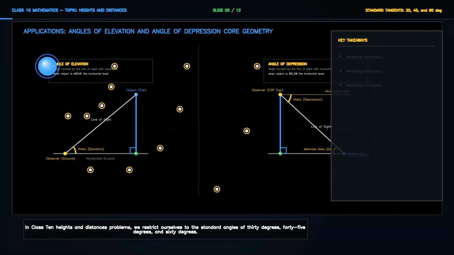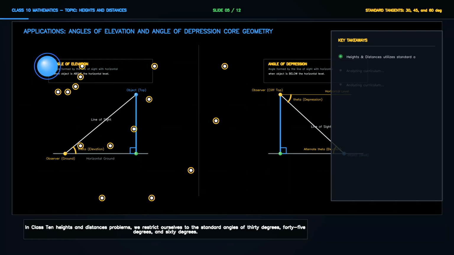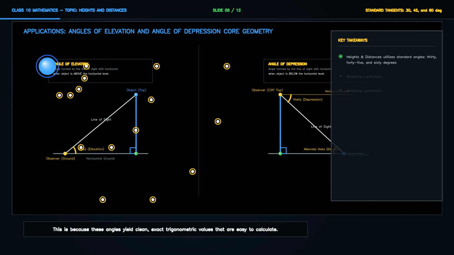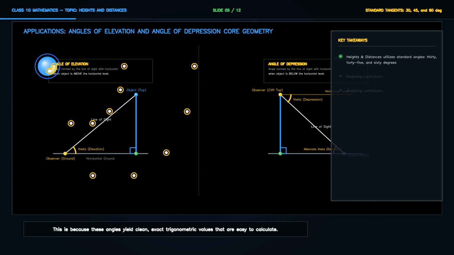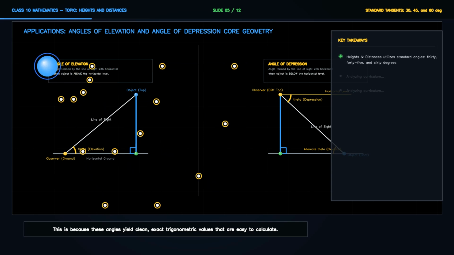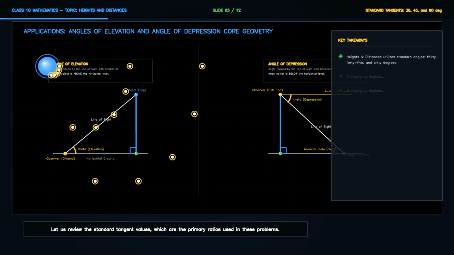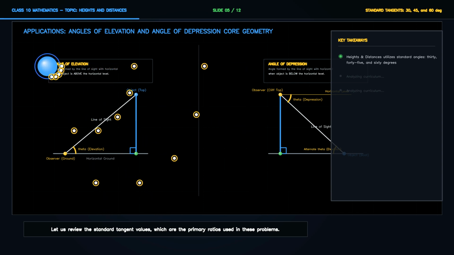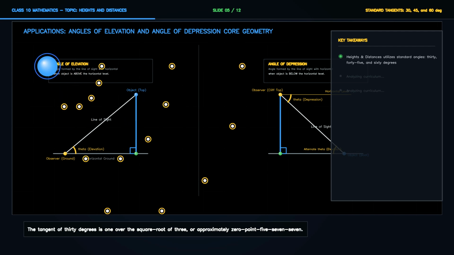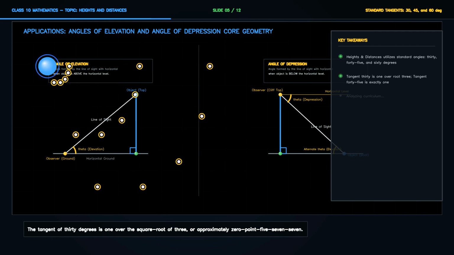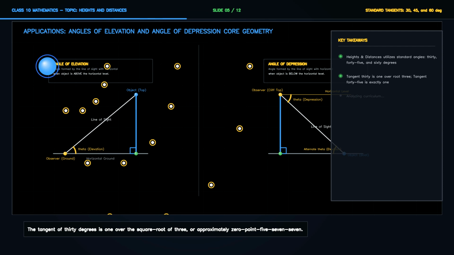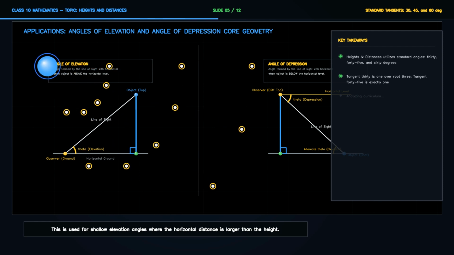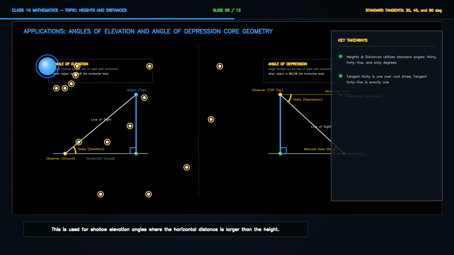In Class 10 heights and distances problems, we restrict ourselves to the standard angles of 30 degrees, 45 degrees, and 60 degrees. This is because these angles yield clean, exact trigonometric values that are easy to calculate. Let us review the standard tangent values, which are the primary ratios used in these problems. The tangent of 30 degrees is 1 over the square root of 3, or approximately 0.577. This is used for shallow elevation angles where the horizontal distance is larger than the height.